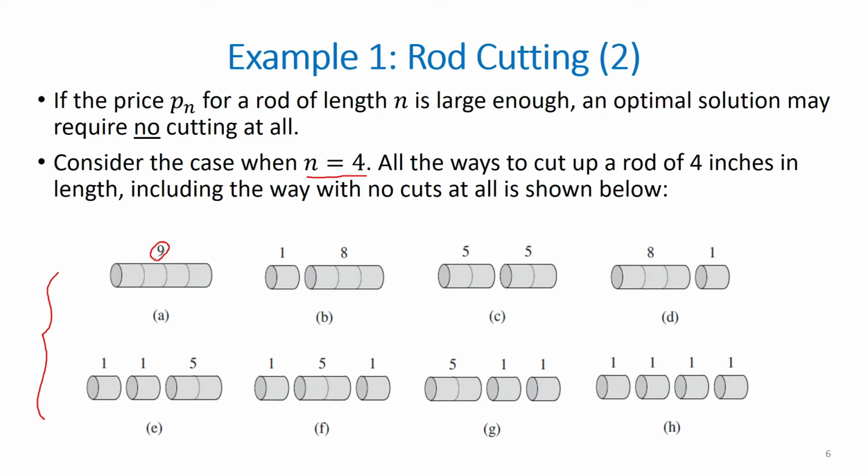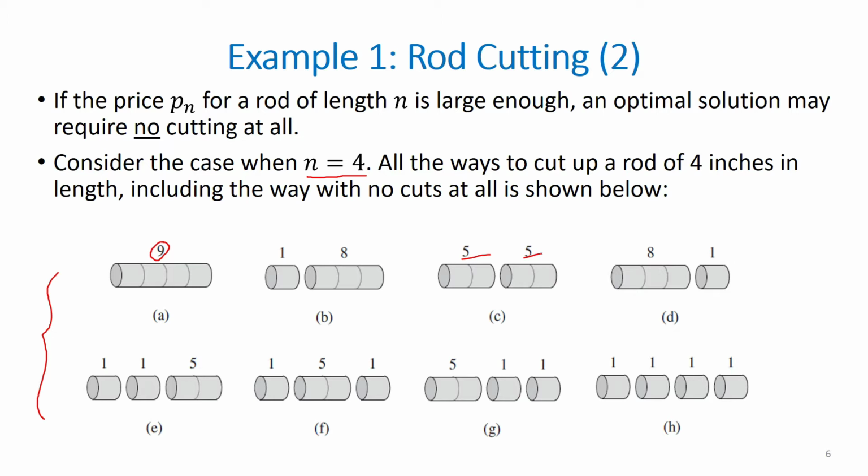So if the rod is not cut at all, it would return a revenue of $9 as shown in figure A. If it is cut into a 1-inch and 3-inch rod, it would cost 1 plus 8, which is equal to $9 as shown in figure B. We do this for all the 8 cases. We see in figure C, if we cut the 4-inch rod equally into two 2-inch pieces, the total cost would be $10.